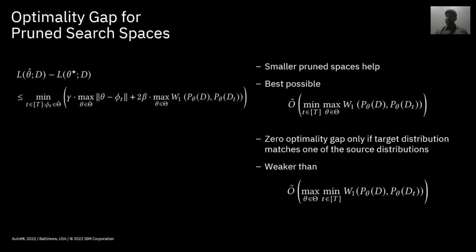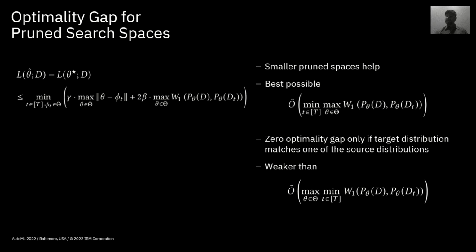pruning based approaches. The precise bound is presented on the left. On a high level, we have the following insights. Smaller search spaces, implying more pruning, can help up to a point, providing a precise mathematical justification behind the technique. The best achievable bound is of the order of min over task, max over theta, of the one Wasserstein distance between p sub theta d and p sub theta dt.